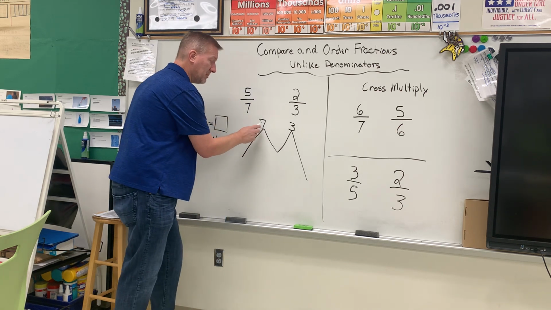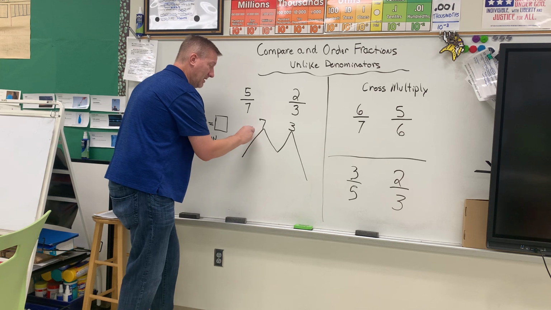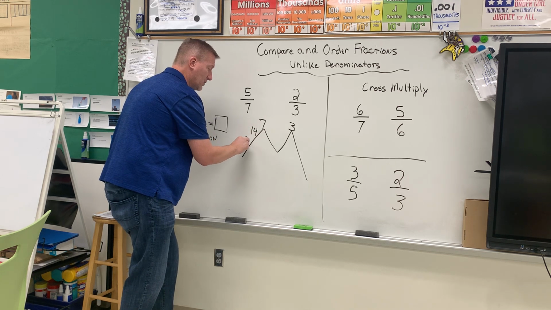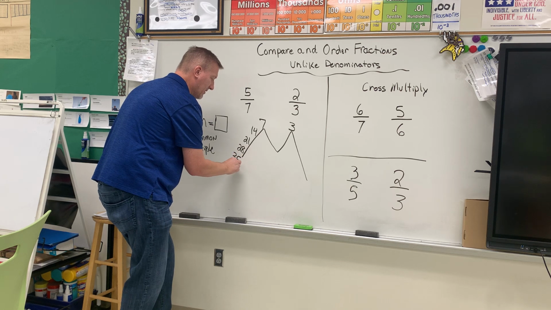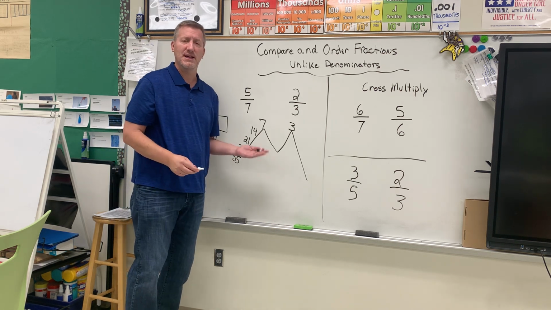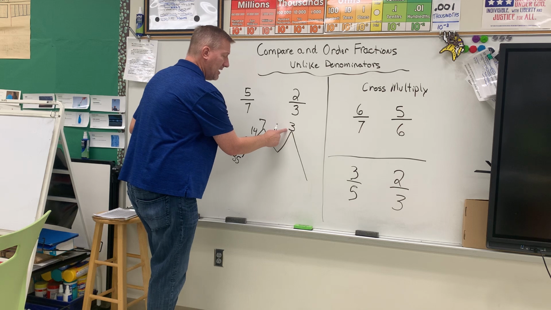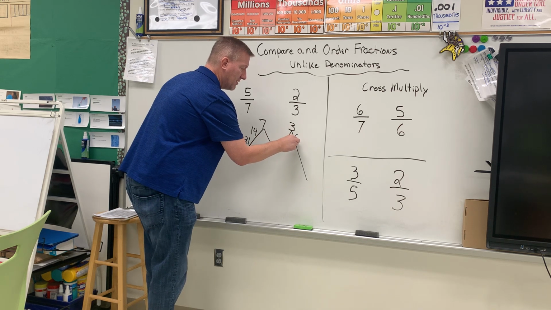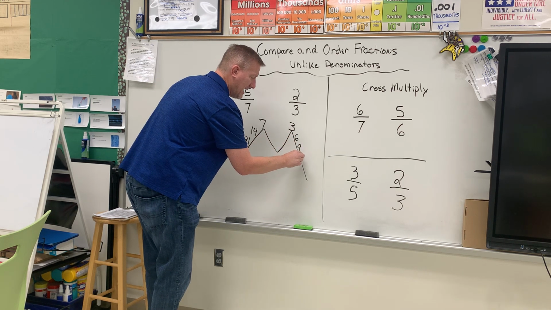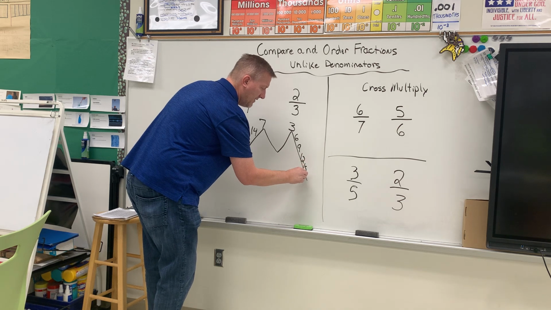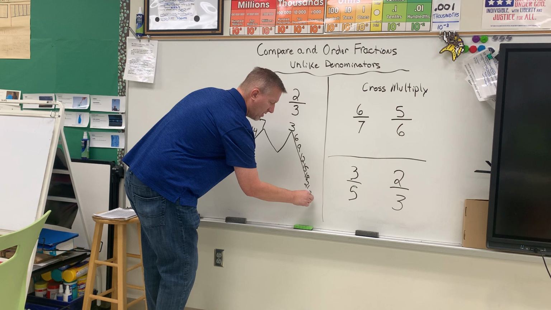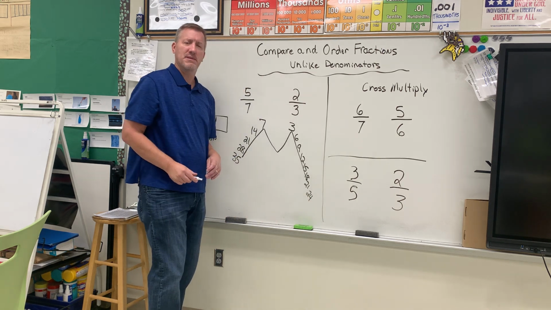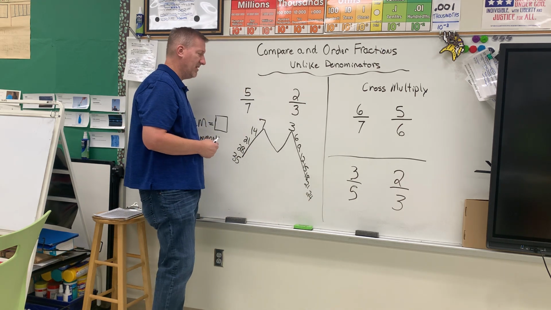So all the multiples of 7: 7, 14, 21, 28, and 35. We'll go ahead and stop there. I think that should be enough. And then all the multiples of 3: 3, 6, 9, 12, 15, 18, 21, 24. We'll go ahead and stop there, and we hope that is enough.